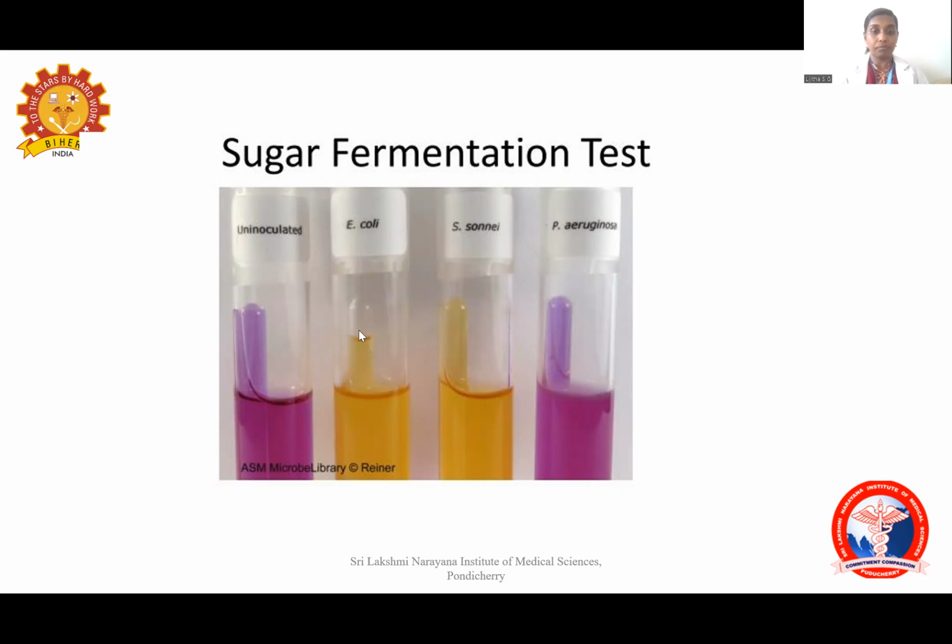Let us see. In these tubes, there is no gas production. There is a color change to yellow. So this is carbohydrate fermentation. It is showing the fermentation of the carbohydrate. This is the positive fermentation reaction. This is negative.